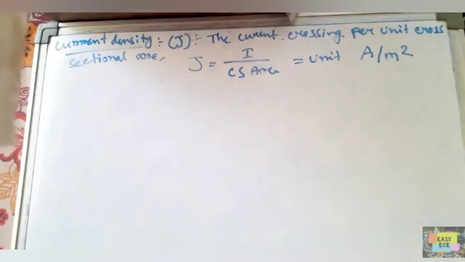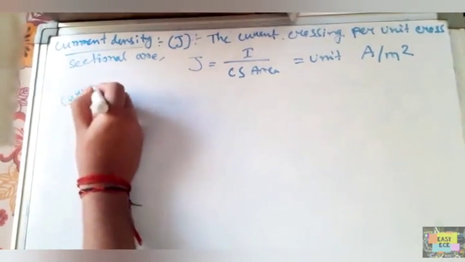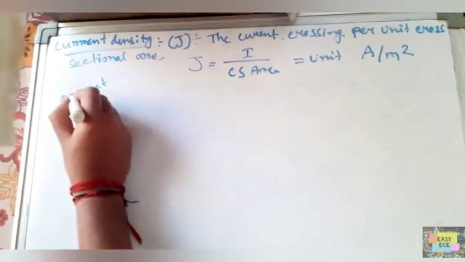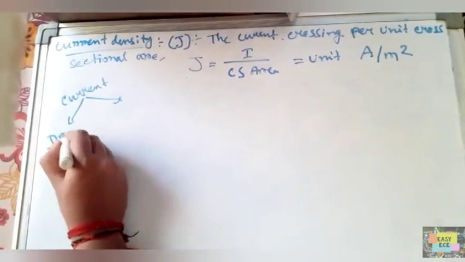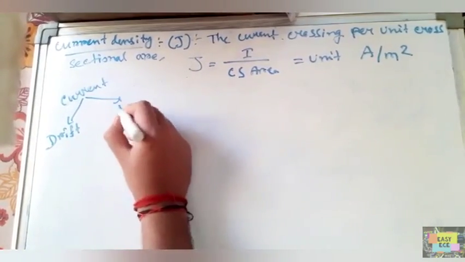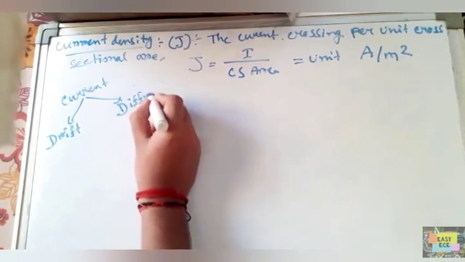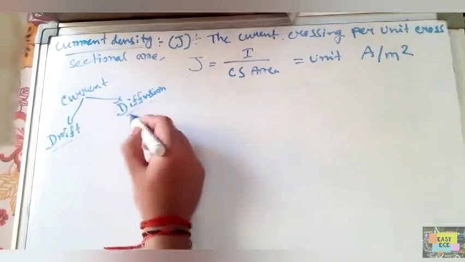Now, there are two types of current in a semiconductor device. One is drift current, you write down in your note, and another one is diffusion current. So now let's talk about what drift current is and what diffusion current is.